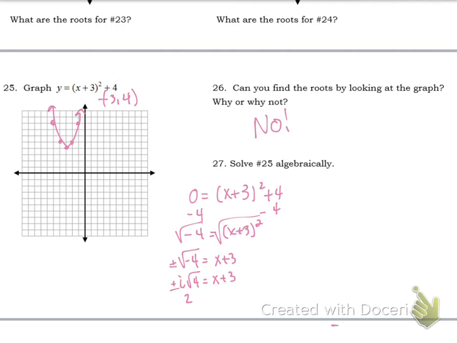Okay, do not forget your plus or minus. So plus or minus 2i equals x plus 3. And then all we have to do is subtract the 3. So I got negative 3 plus or minus 2i.